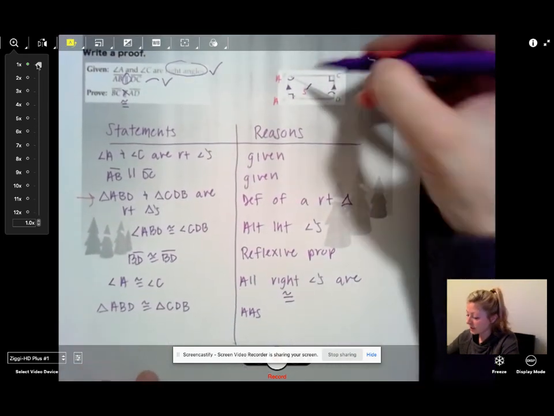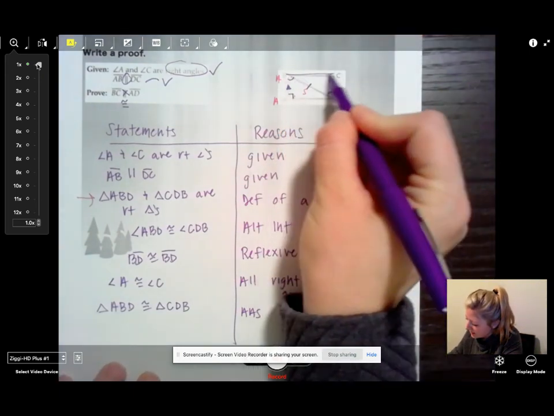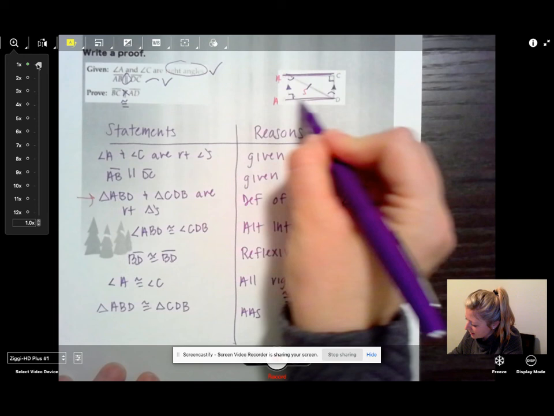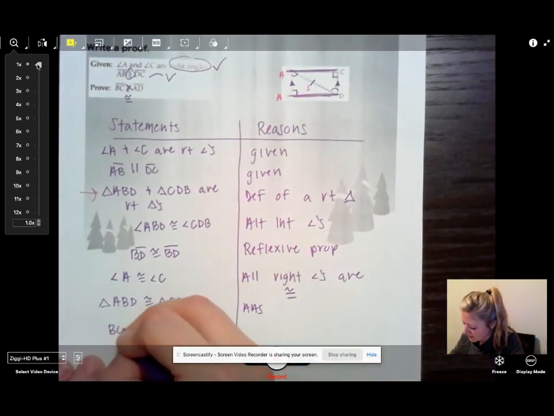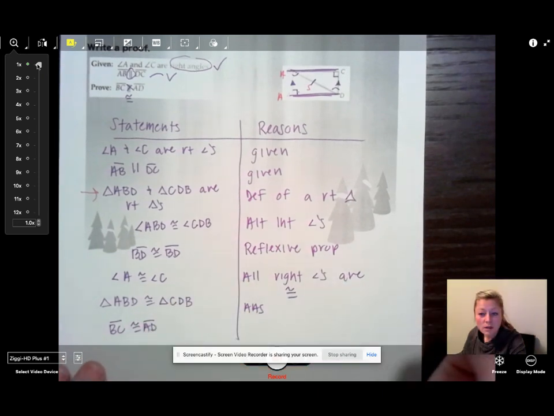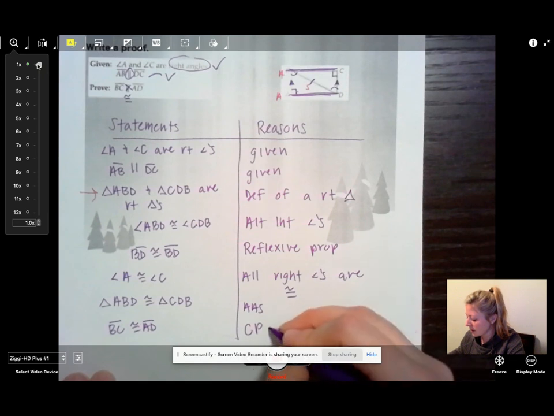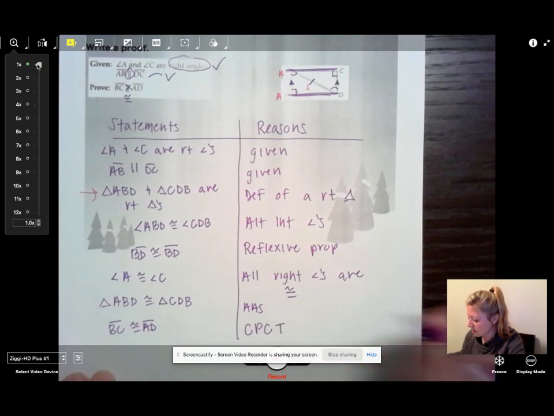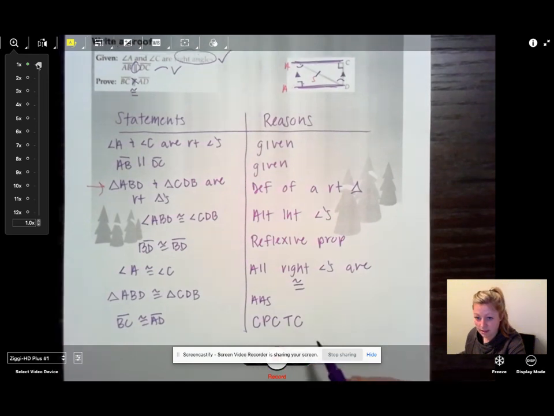So now that I've shown that these two triangles are congruent, we have enough to say that BC is congruent to AD because they're in matching spots. So we can finish by saying BC is congruent to AD because they're corresponding parts. So again, corresponding parts of congruent triangles are congruent. CPCTC.